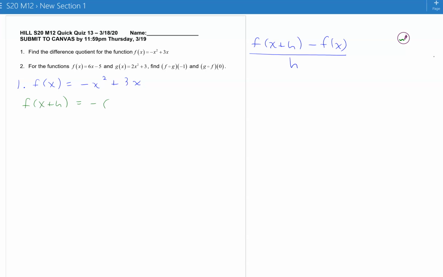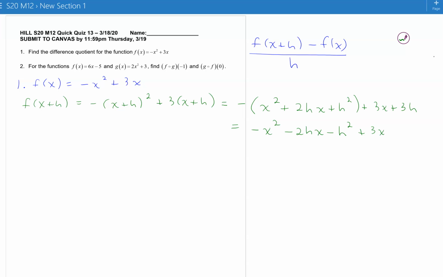Don't think real hard, just everywhere there's an x, put an x plus h. So you're evaluating the function at a different place, x plus h, instead of at x. And now you should do all the algebra you can. So we're going to have x squared plus 2hx plus h squared plus 3x plus 3h, and distribute that negative to get negative x squared minus 2hx minus h squared plus 3x plus 3h.